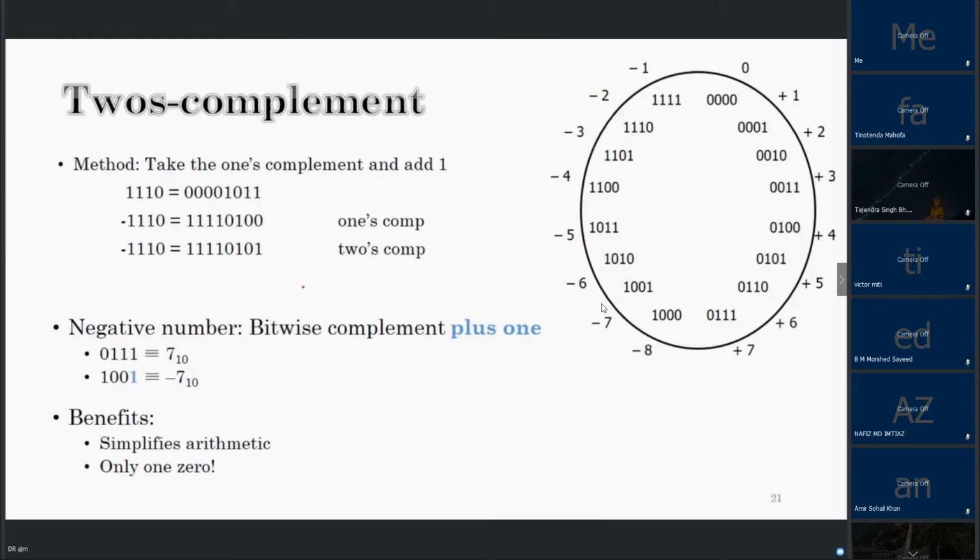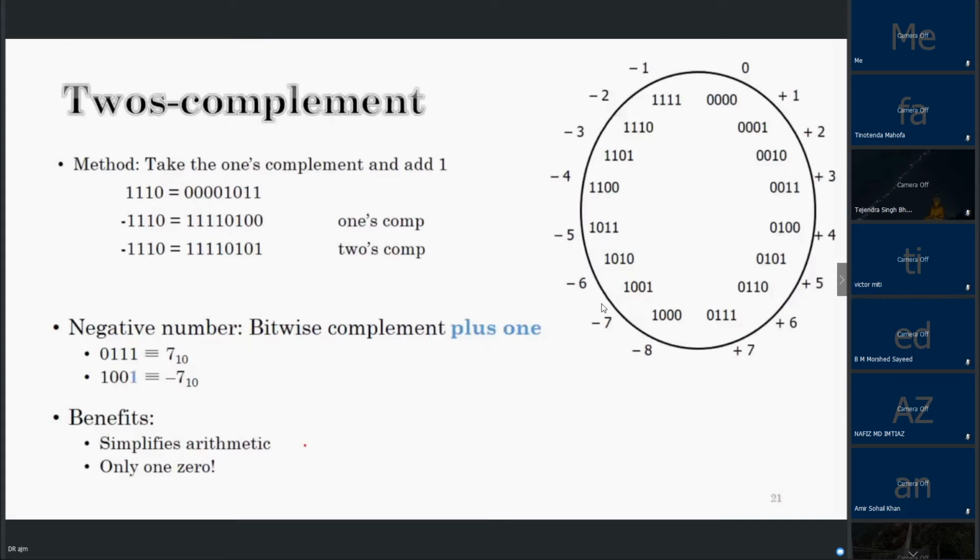Then what will happen for a negative number? Negative numbers work like this. Suppose we have 7, I can write 0 1 1 1, and if I want to convert it to the one's complement, it becomes 1 0 0 0, and then plus 1, we get 1 0 0 1. It simplifies the arithmetic, and we only have one 0.